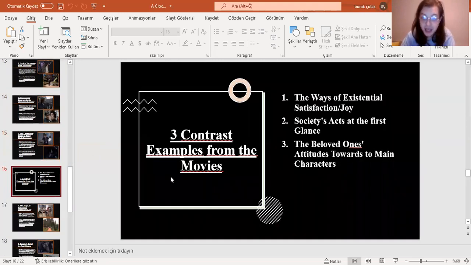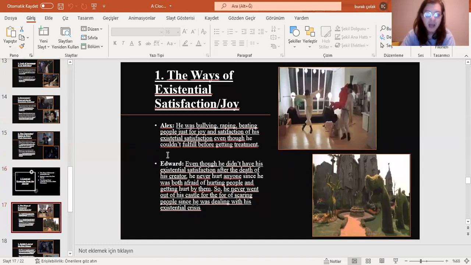And we have three contrast examples from the movies. The first one is the ways of existential satisfaction and joy. Alex, when we look at the photos, was bullying, raping, and beating people just for joy and his satisfaction, to complete his existential satisfaction, even though he couldn't fulfill it before getting treatment. So his way was too violent.